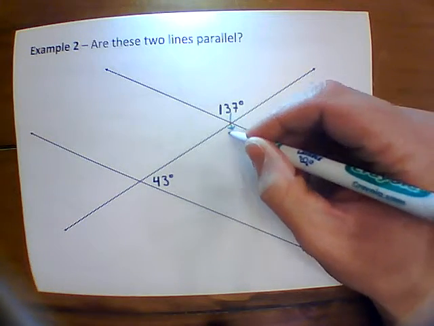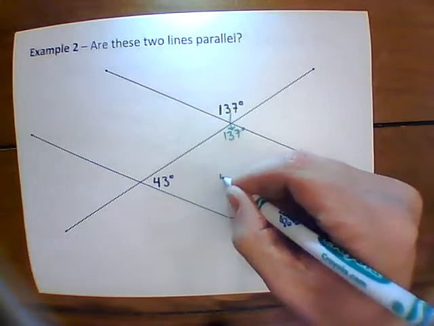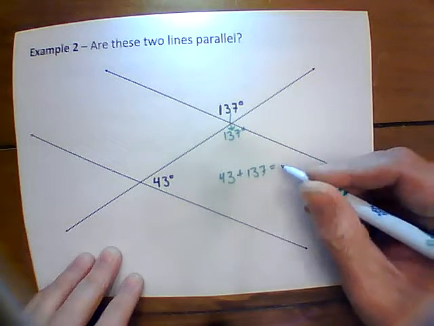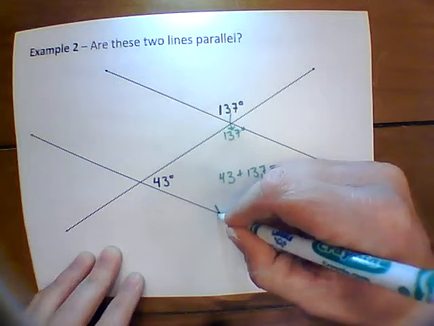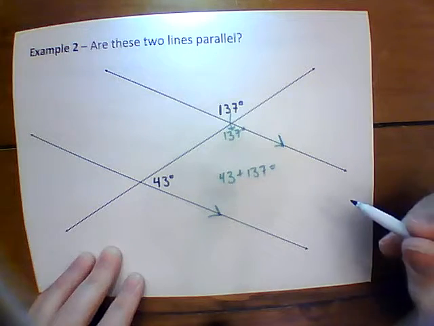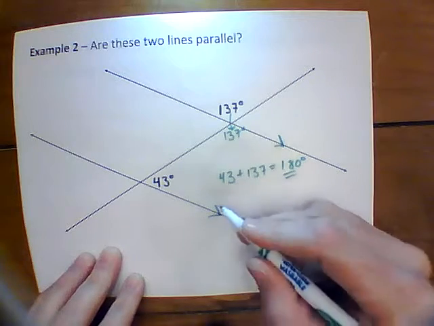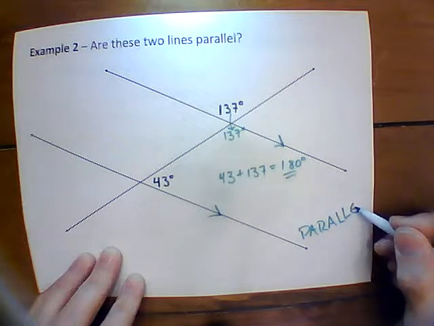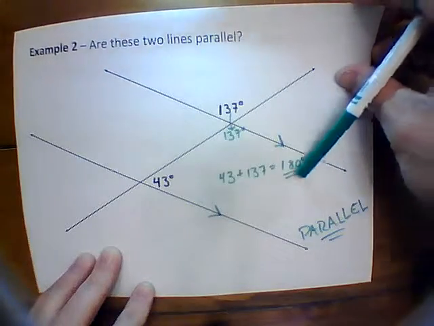So if this angle is 137, so is that angle. Now if I look at 43 and 137, if I can show that they are supplementary, which means they add up to 180, then I can use the converse of the same side interior angle postulate to prove that those two lines are parallel. Now if you add 43 to 137, you will in fact see that they do add up to 180, which means these lines are in fact parallel. So we can conclude those lines are parallel by the converse of the same side interior angle postulate.